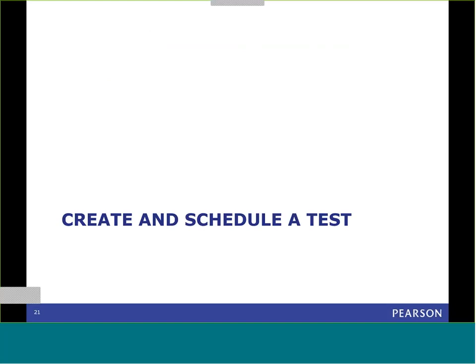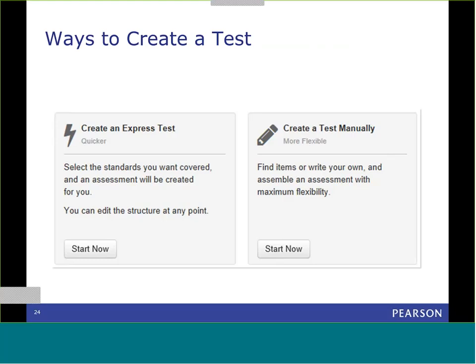So now let's talk about creating and scheduling a test. There are two ways to create a test: the express test or the manual test. The express test is a really quick and fast way to select the standards you want covered, and then the system will automatically generate any items that correlate to that standard.